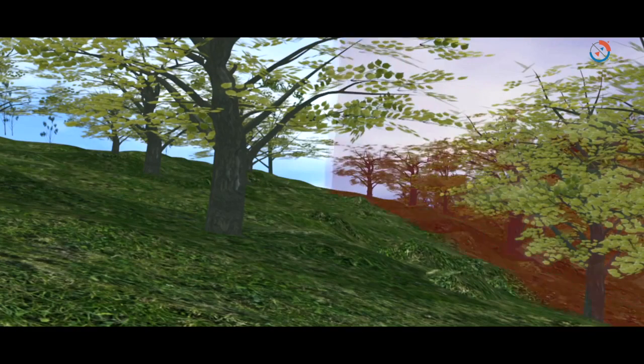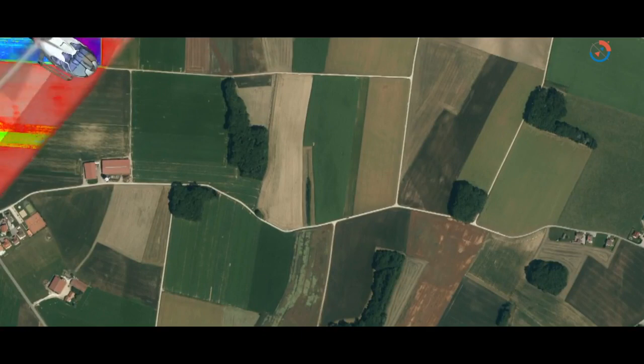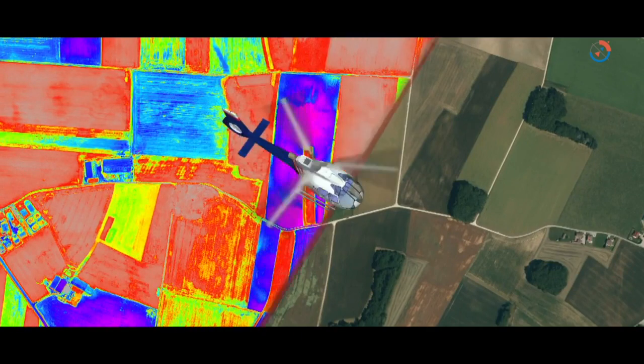In the next part of the Lidar story, we talk about the various uses of Lidar in detail. Keep watching.